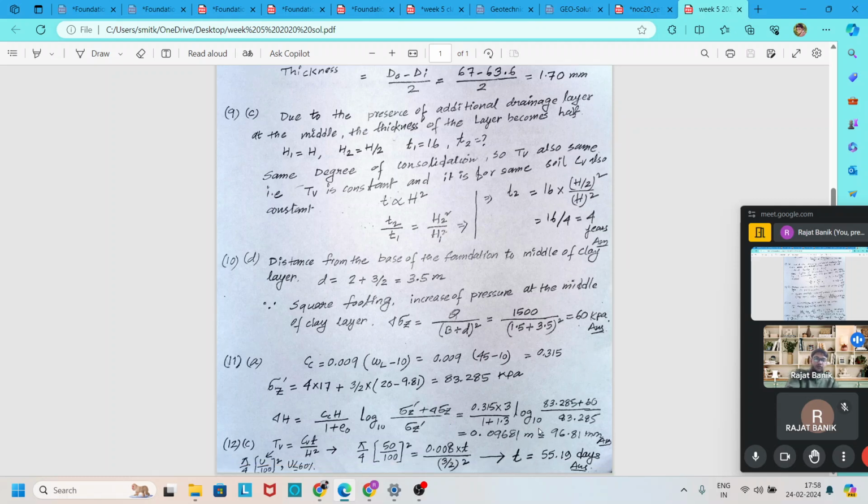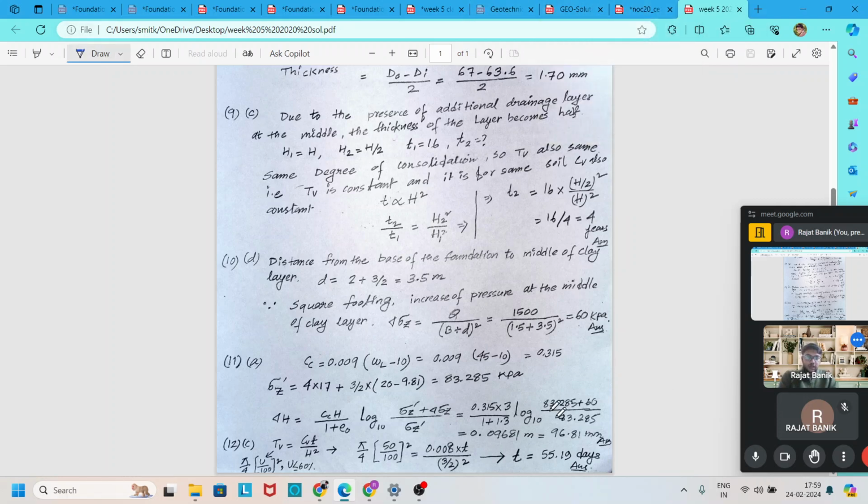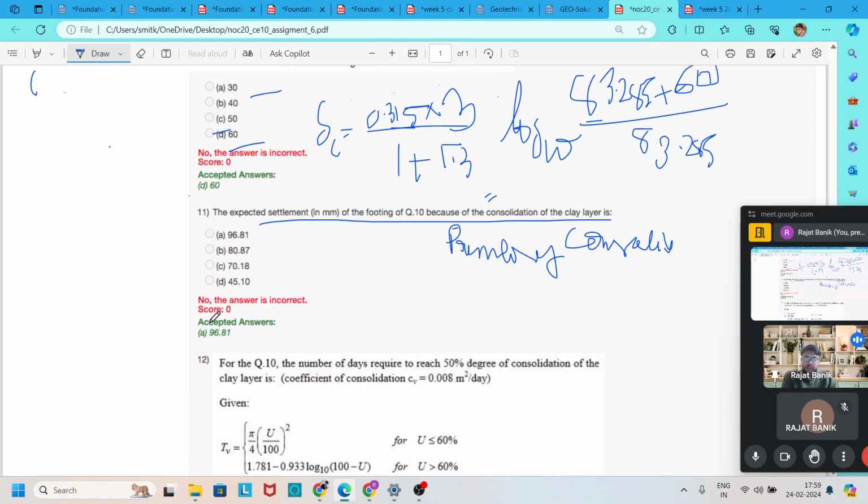Solving this, it is equal to 0.09681, which is equal to 96.81 mm. So the correct option for question number 11 is option A, which is 96.81 mm.